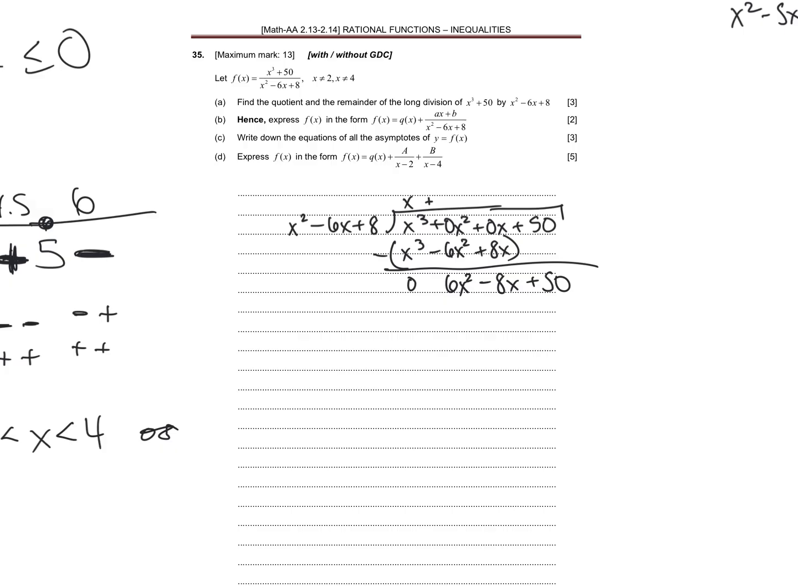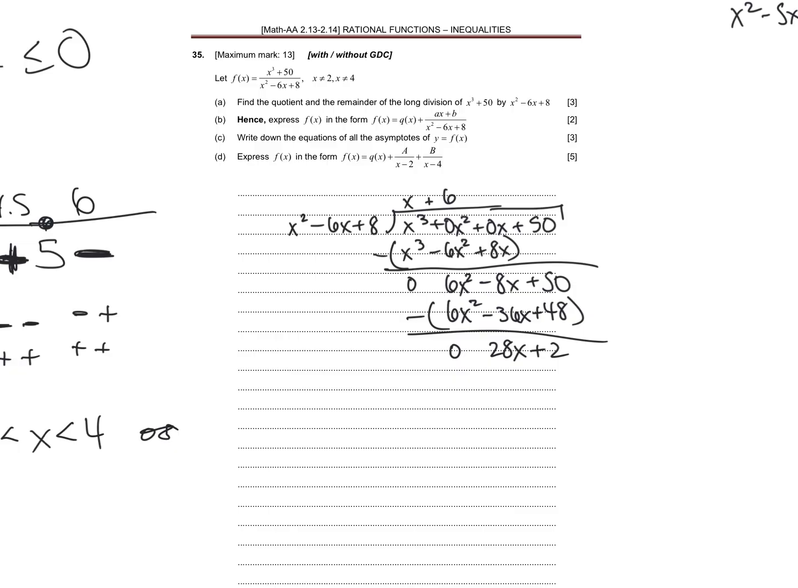wait a second. Okay, one second, 8x, 0, 6x squared, so, oh, okay, yeah. So plus 6, so we've got 6x squared minus 36x plus 48 to subtract. So 0, negative 8 plus, oh wait, yeah, negative 8 plus 36 is going to be 28x. 50 minus 48 is plus 2.